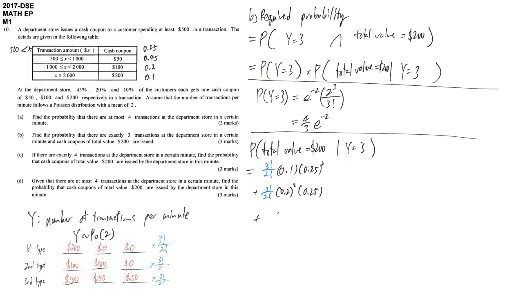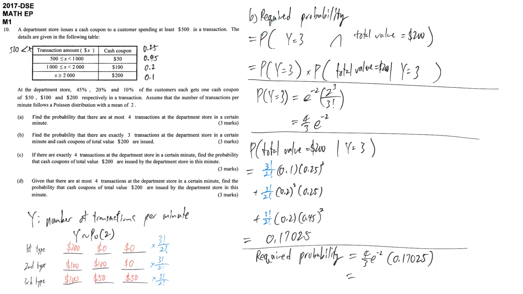Last one. 100 appears 1 time, so 0.2. 50 appears 2 times, so it is 0.45 power of 2. The number of paths is 3 factorial divided by 2 factorial. Then we just use a calculator. It's 0.17025. Then we go back to our required probability. We just multiply the 2 intermediate results and then we get 0.030721109.